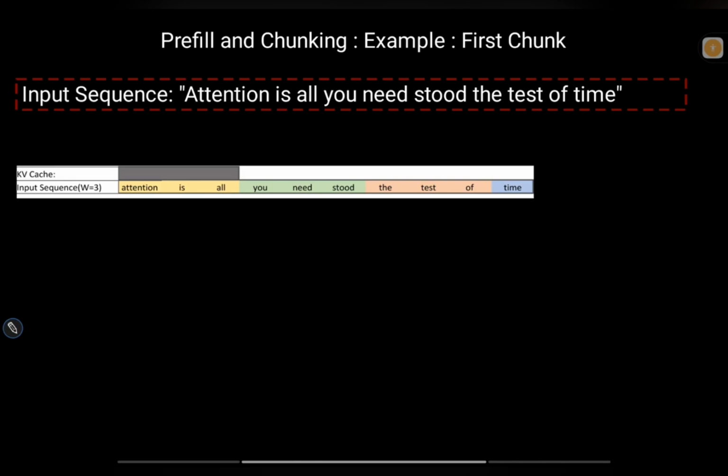This is the first time we will create the chunk, then we will create the attention matrix and so forth. At this point you can see the KV cache is blank and we are using a window size of 3, and we have chunked the input prompt in the window size of 3. So "attention is all" is the first chunk, and then "you need stood" is the second chunk, and so forth after that.